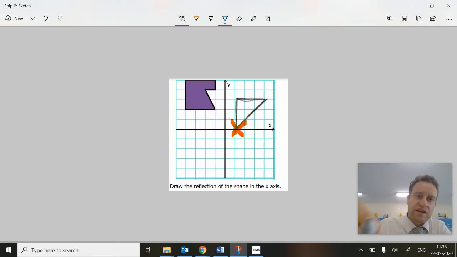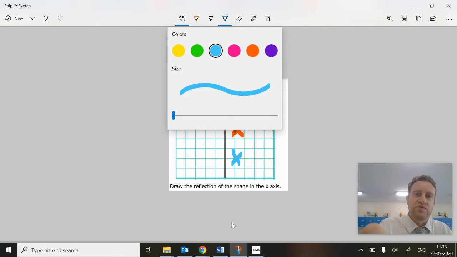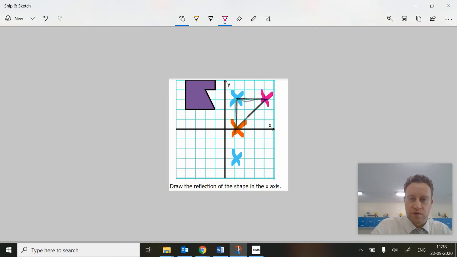Then, of course, we can do the same with the other one. So if I take this blue cross, I can count 1, 2, 3 to the line, and then, of course, 3 to the other side takes me here. And then most people will find it quite easy to complete it anyway, but let me just complete that one. So that's 3 to the line and 3 to the line, and then I can just join things up again. Okay, so there's that.